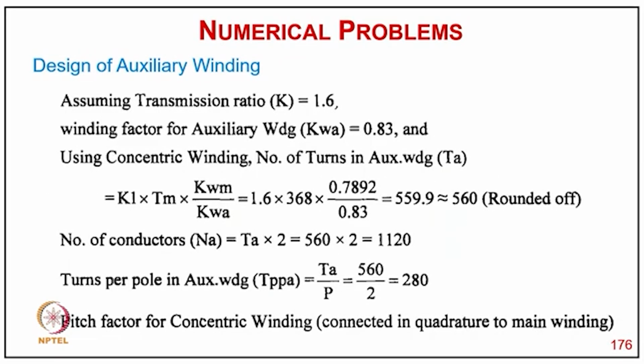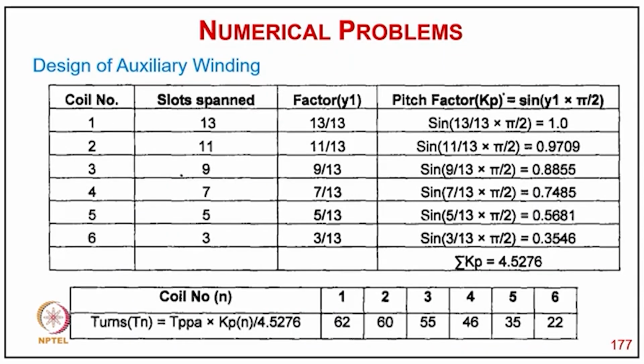Assuming a transformation ratio of 1.6, the winding factor for the auxiliary winding is 0.83, and using the considered winding, the number of turns of the auxiliary winding is KTM equal to 560 to round off, and the number of conductors now comes to 2 into 120, and the turns in the auxiliary winding is T upon P, that is 280, and the pitch factor for the considered winding quadrature to the main winding. So here is the design of the auxiliary winding for the span for all 6 coils, the slot span and factor, and then the pitch factor calculation for the average, and the number of turns in the different coils.